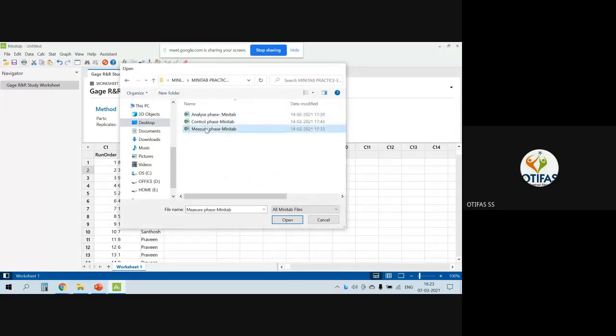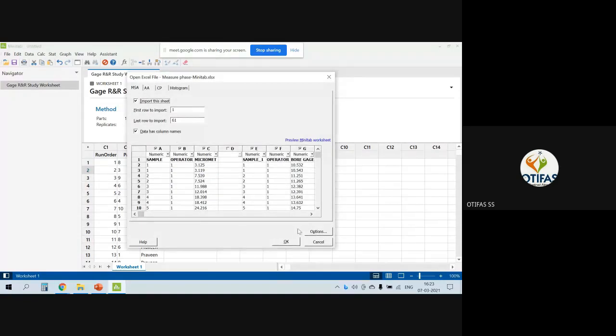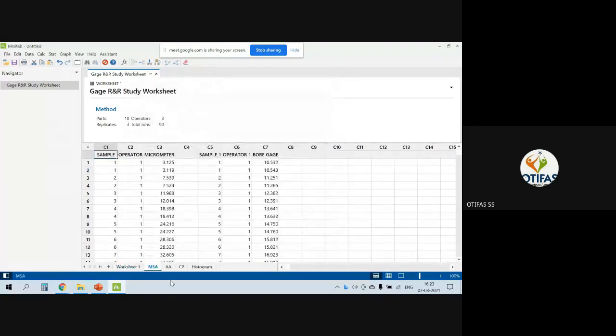Now in the measure phase, we have the MSA. Similarly, there were two MSAs conducted by one factory. I conducted this during my projects in early 2007. It was done in the Indian Air Force, for a micrometer and a gauge.